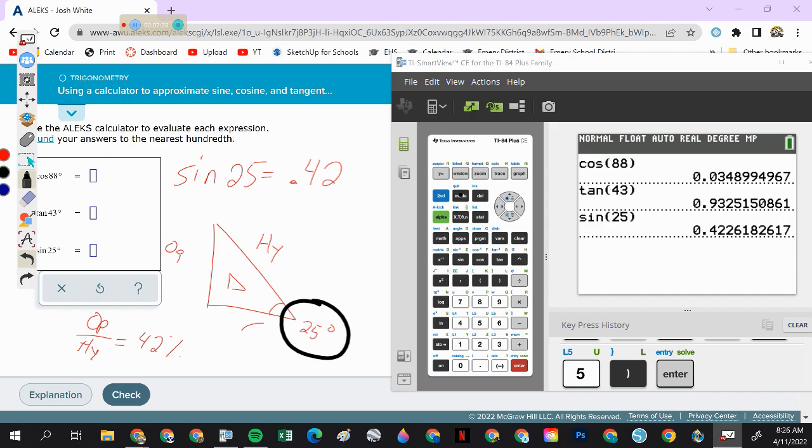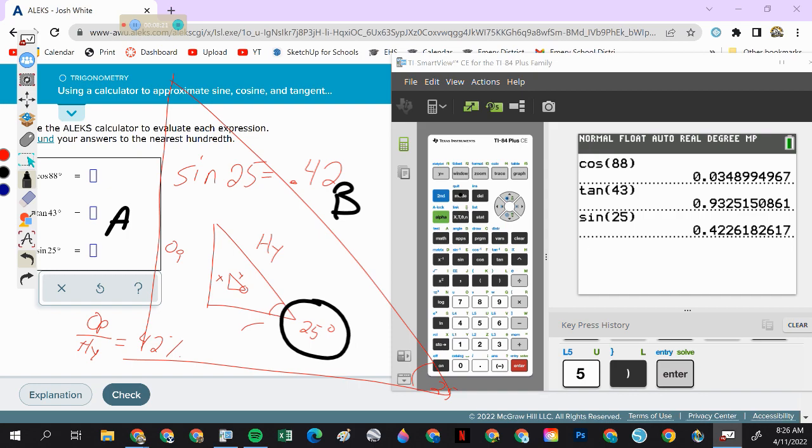So if I drew a much smaller triangle that had the same angle, x divided by y is going to be 42%. If I drew a huge triangle and this angle was 25 degrees, then the opposite side divided by the hypotenuse would be 42%. So trig allows us to connect the angles of a triangle to the side lengths of the triangle. And they're all just ratios. So sine, cosine, and tangent, they compare one side to another side. And it's true for all triangles that have the same angles.